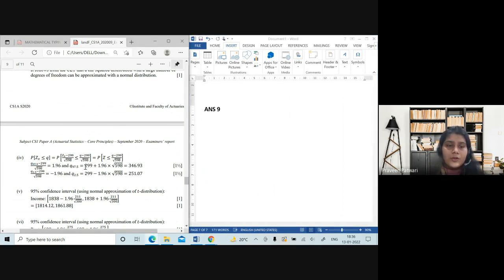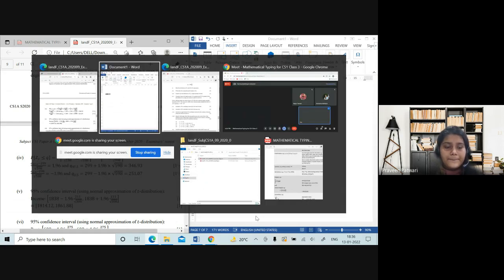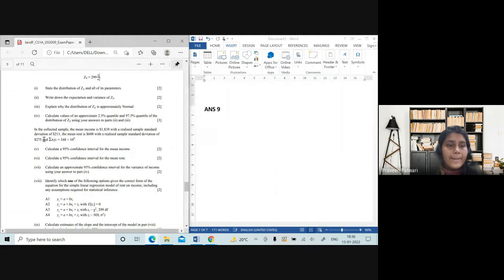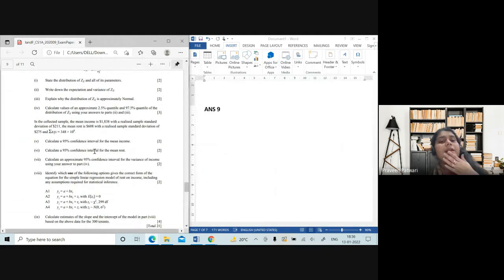Yes, so make sure you show the calculations properly. Next part: in the collected sample, the mean income is $1,838 with a realized sample standard deviation of $211, the mean rent is $608 with a realized sample standard deviation of $275, and they have also given you sigma xy.